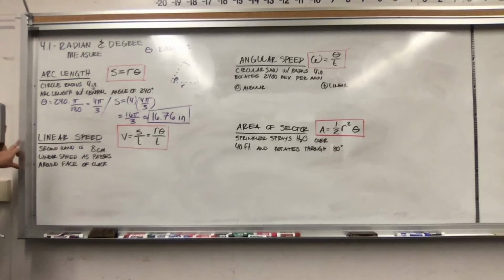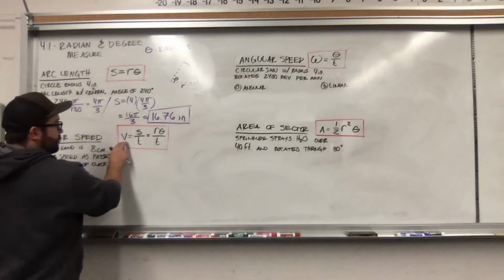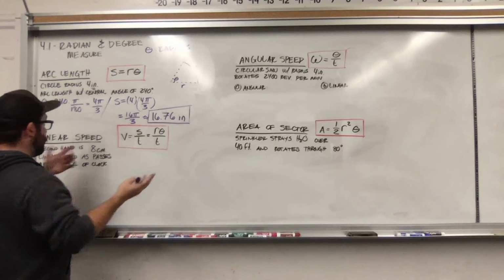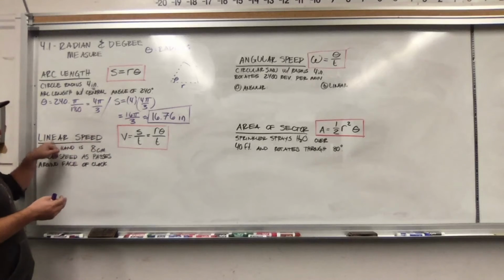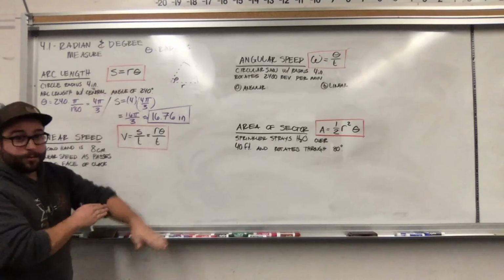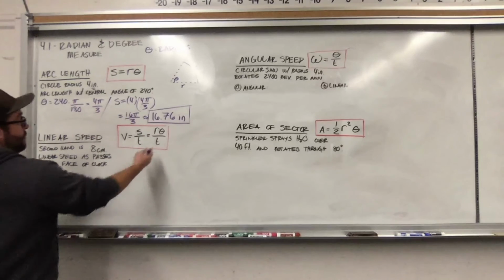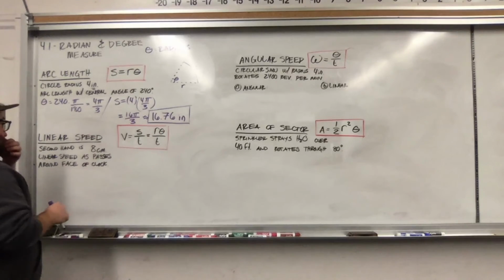Next we have linear speed. So speed or rate is distance over time. But now for us, V will be linear speed. S is going to be arc length because we're traveling through some sweep of an angle. And then we have our theta always in radians.